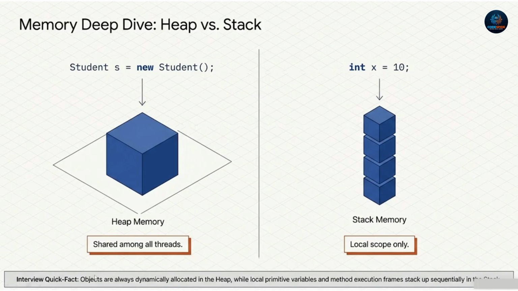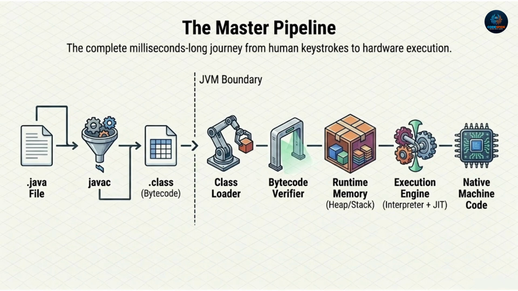Here is one fact you will find in interviews also. Objects are always dynamically allocated in the heap, while local primitives, variables, and method execution frames are stacked up in the stack memory. These are the differences, and you will find these points in interviews also. Okay, so back to our original slide.